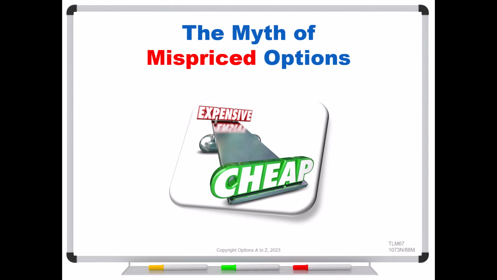Well, let's talk about the myth of mispriced options. I wanted to talk about this because I just had a conversation with one of our traders who got caught in this loop where they say, hey, this option is trading at an implied volatility higher than historic, and therefore it's a sale. It's not quite that easy. And so why is that? Well, let's go find out.